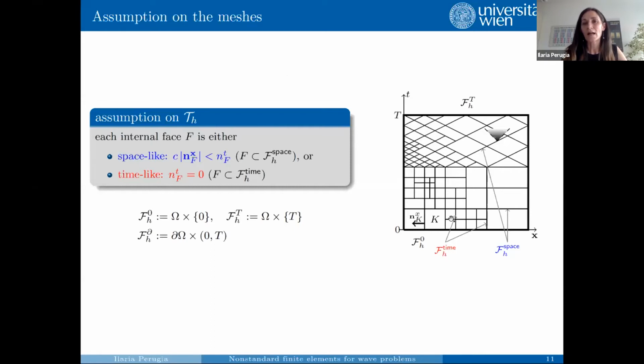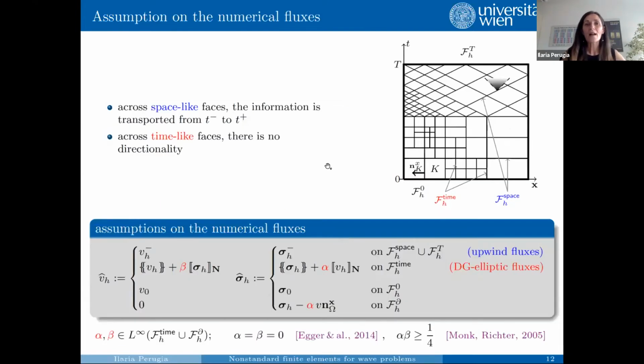In this case, we have time-like faces, the vertical faces, and all the space-like faces are horizontal. In the upper part, I only have space-like faces, and they are oblique and below the characteristic lines. For the fluxes, we observe that across space-like faces, the information should travel from lower time to higher time, and so we will define upwind fluxes. Whereas on time-like faces, like a vertical one, there is no directionality.